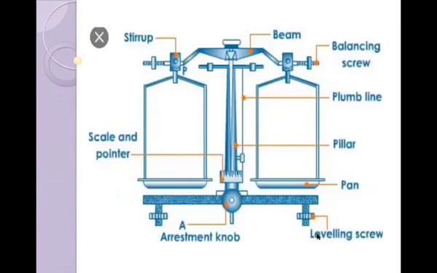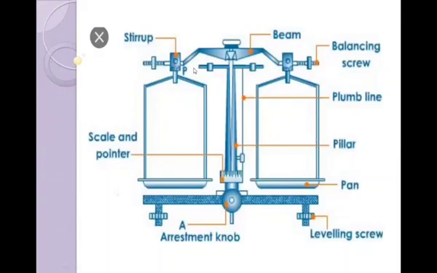Now, this is the well-labeled diagram of physical balance. Here you can see the leveling screw. It has two leveling screws. We place the physical balance on a flat surface, and with the help of leveling screws, we level the physical balance. This is the adjustment knob. When we turn on the adjustment knob, this beam raises up. And when we turn off the adjustment knob, this beam comes down. It has two pans, left pan and right pan.